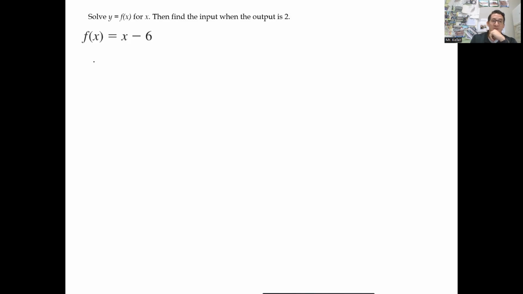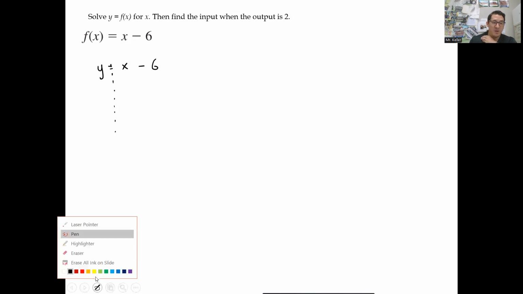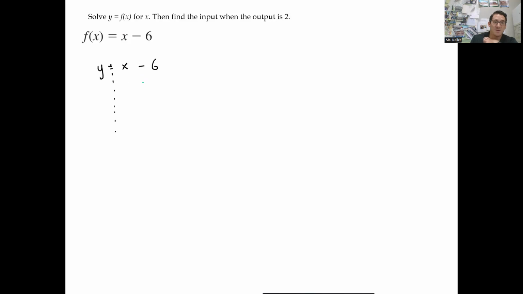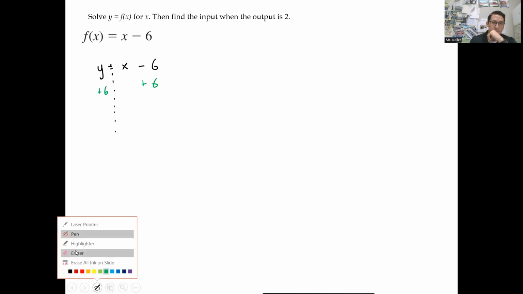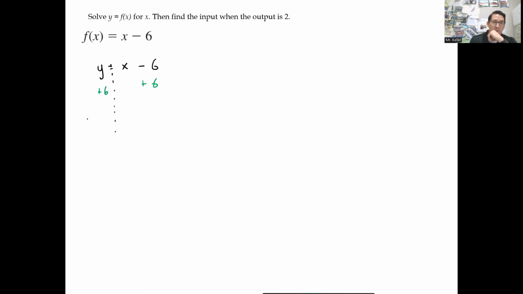First thing I'm going to do is make this a little bit easier to read. I'm going to get rid of this function notation. I'm going to change the f of x to a y. And then the line of separation to help with solving, I'm going to solve for x. So to solve for x, I'm going to add 6 to both sides. And you get y plus 6 is equal to x. This cancels out here. And there we go. We have solved for the inverse. So there is our inverse. So switch to f of x for y, solve for x, you're done. Sometimes it's easier to read it if we write it like this.